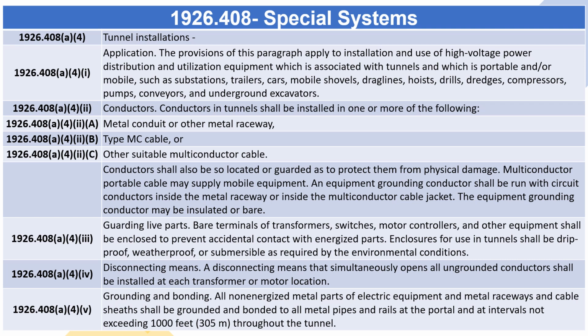1926.408, A4, 5, Grounding and bonding. All non-energized metal parts of electric equipment and metal raceways and cable sheaths shall be grounded and bonded to all metal pipes and rails at the portal and at intervals not exceeding 1,000 feet, 305 meters throughout the tunnel.